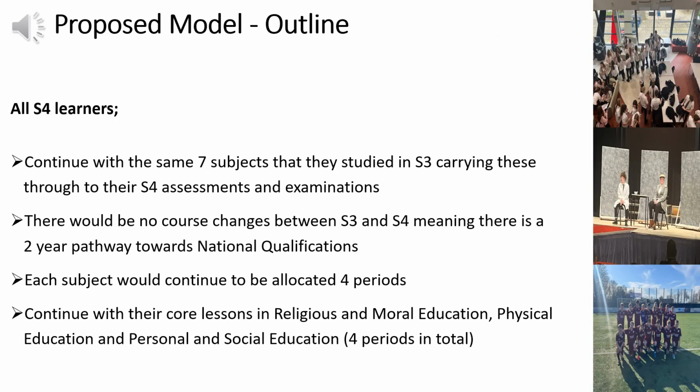When young people move from S3 into S4 under the proposed model, there would be no course choice point. So young people would continue in S4 with the same 7 subjects that they had studied in S3. This means that young people essentially would be on a 2-year pathway from the beginning of S3 through to their assessments and examinations at the end of S4. Each subject would continue to be allocated 4 periods per week, and the allocation of core periods would remain the same as in S3.